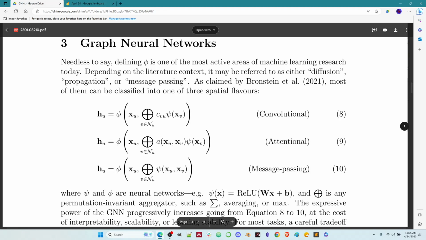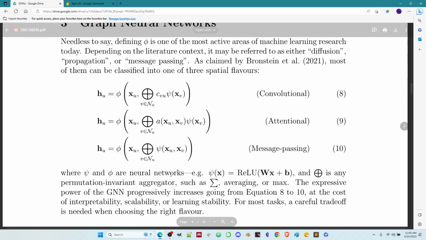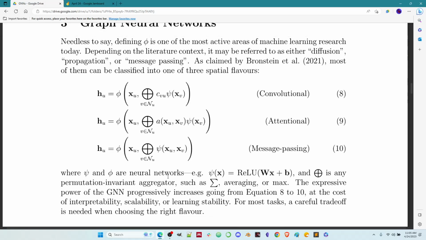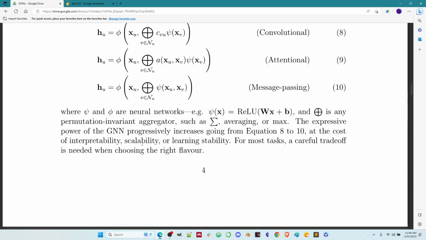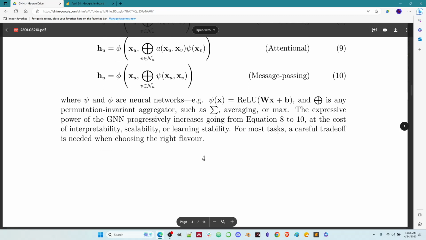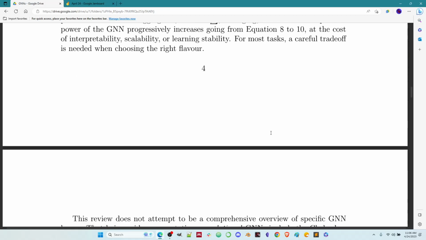And so Bronstein, who's a big name in graph neural networks, talks about most of these diffusion, propagation, or message passing events can be classified in one of the three spatial flavors. The first is convolutional, the second is attentional, and the third is message passing. And so these parameters will allow us to plug this into a neural network context, and it'll allow us to account for that activity in the network.